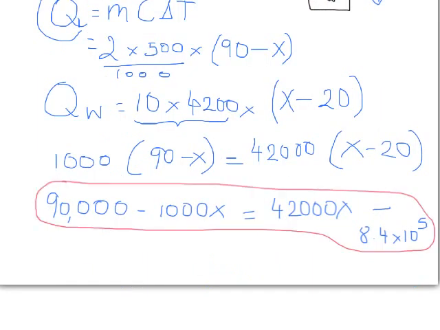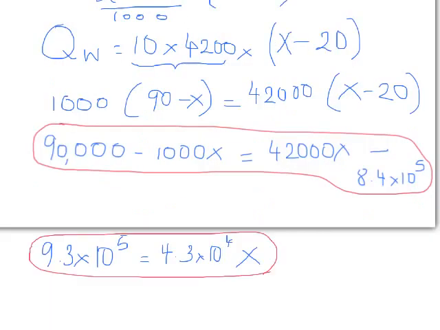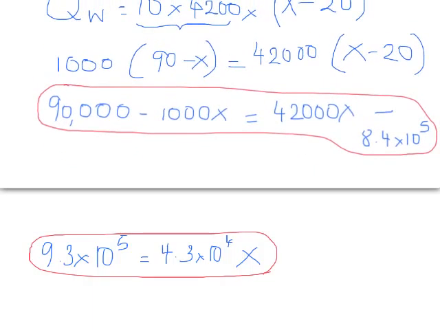Expanding out the brackets gives us this, and then tidying it all up, which then gives you this, and then simplifying again, we should get a value for X of 21.6 degrees. Okay, work through it yourself slowly to make sure you get the same answer.